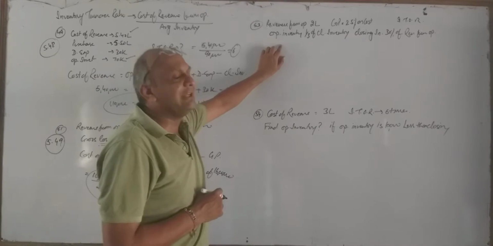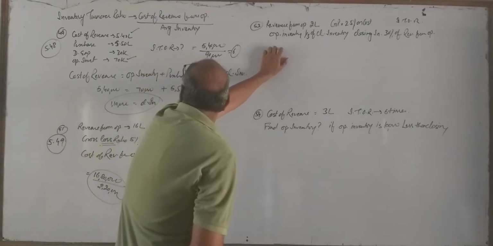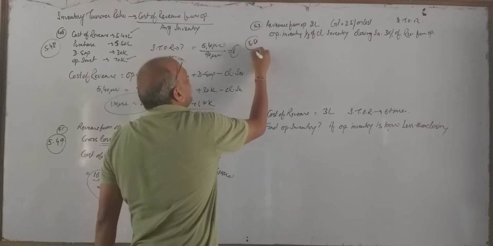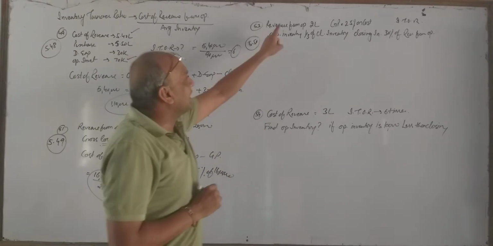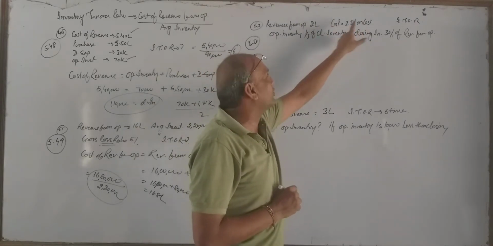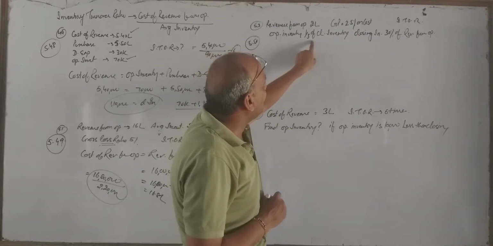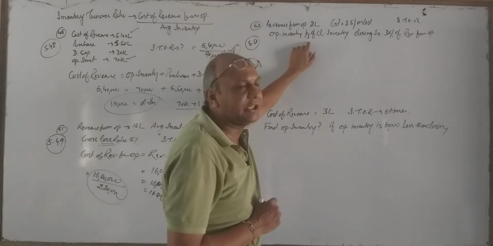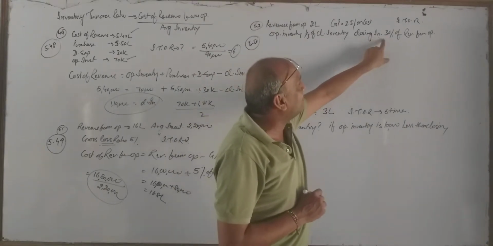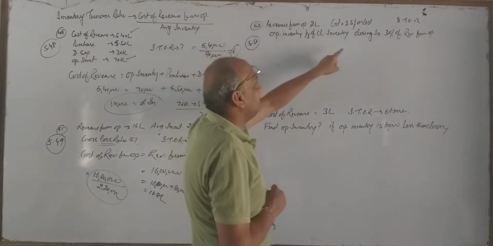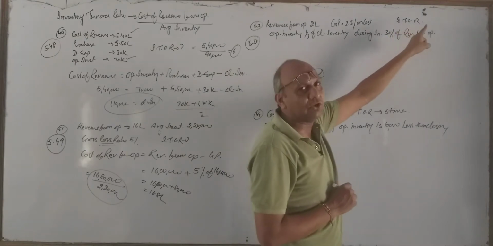Now let us come to illustration 53, page number 5.50. We are given revenue from operation 2 lakh. GP is 25% on cost. Opening inventory is 1/3 of closing inventory. Opening is 1/3 of closing inventory, and closing inventory is how much? 30% of revenue. So for this we again have to calculate inventory turnover ratio.